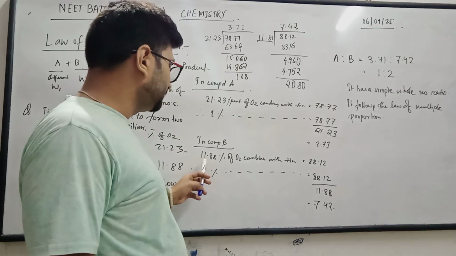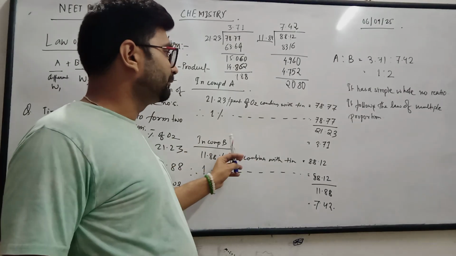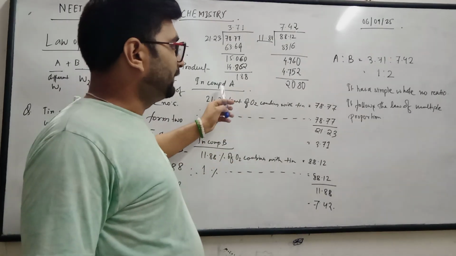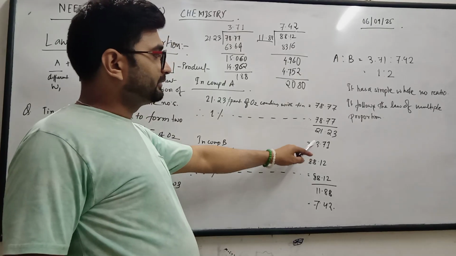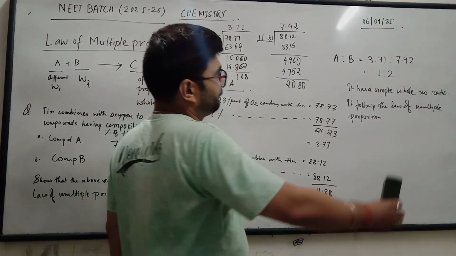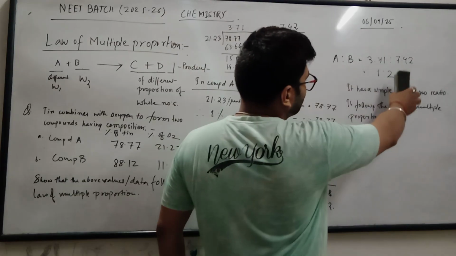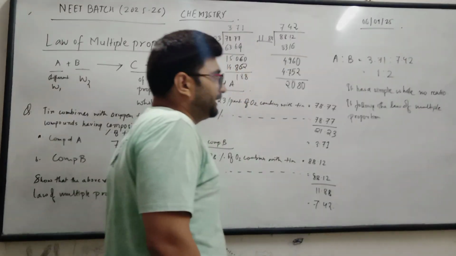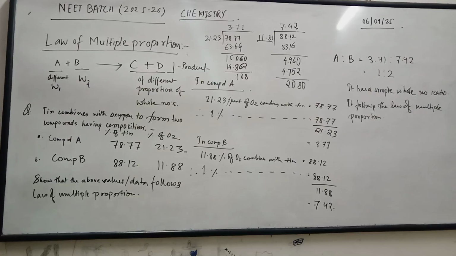Here also we calculated the part of oxygen combined with tin in compound B and compound A. We got our result as 3.71 and 7.42%. If we find the ratio of it, it is 1:2, which proves that it is a simple whole number ratio and it follows the law of multiple proportion.